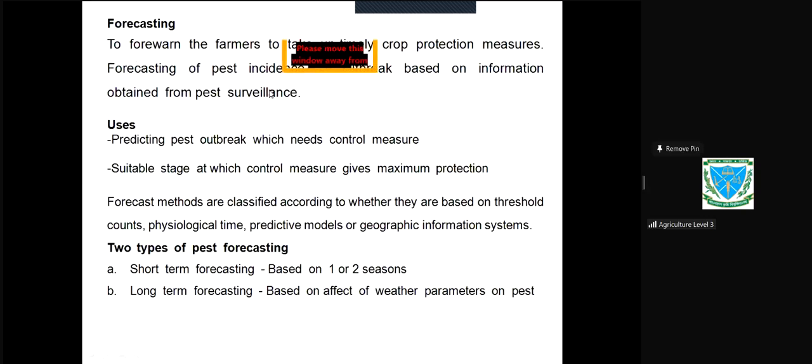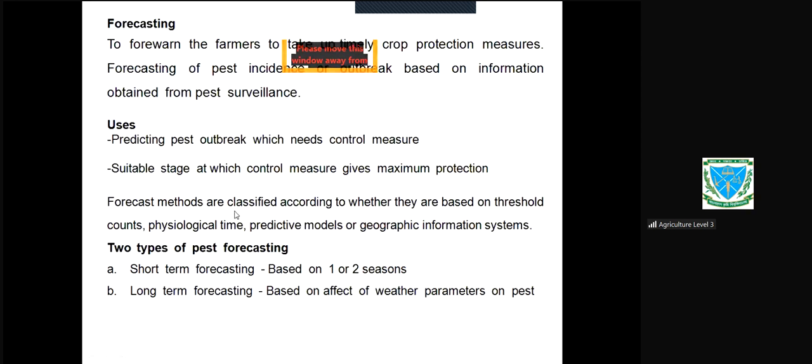So how will we forecast? Based on the information collected by the surveillance. So based on the surveillance data, we can forecast to the farmers. So what is the use of the forecast? Predicting pest outbreak. You can predict when the pest will outbreak, which needs control measures and how you can control it. The suitable stage at which control measures give maximum protection. We can use one method at different growth stages of the population, but at what stage it will be most effective, we can use the forecasting for this.